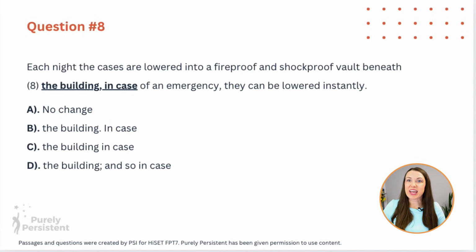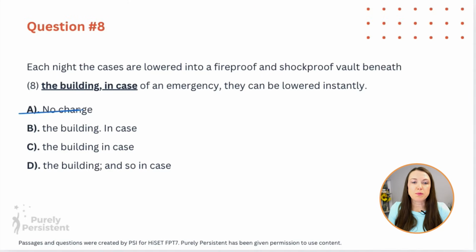Question 8. Each night, the cases are lowered into a fireproof and shock-proof vault beneath the building. In case of an emergency, they can be lowered instantly. Okay, my friends, we have a classic run-on sentence going here, and we do not want to use a run-on sentence. There are many ways to correct a run-on sentence. So, in my academy, I actually have an entire lesson on run-on sentences. So really make sure that you can identify run-on sentences so that you can spot them in questions like this, and so that you can not have run-on sentences in your own writing.